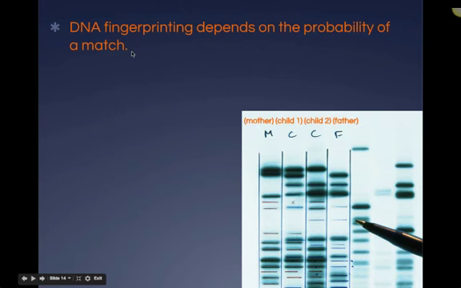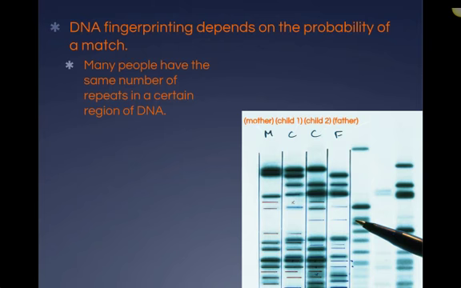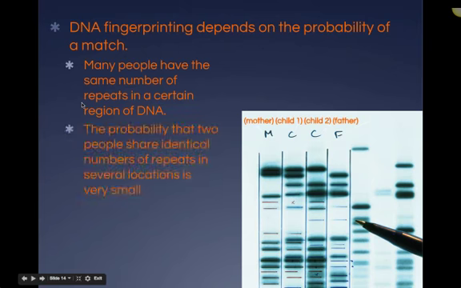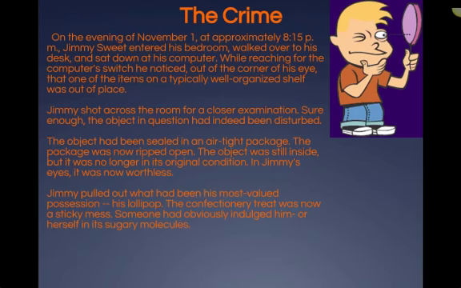So basically, what is the probability that an entire section of our DNA is going to match somebody else's? Many people have the same number of repeats in a certain region of DNA, but the probability that 2 people share that exact number of repeats is exceedingly small. So that's the reason why this whole process works.